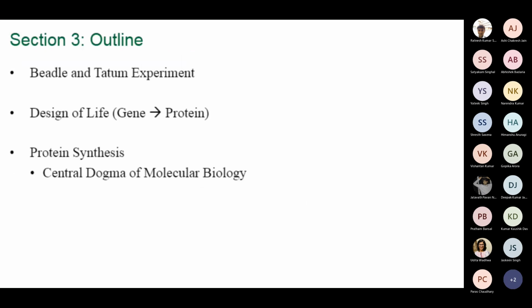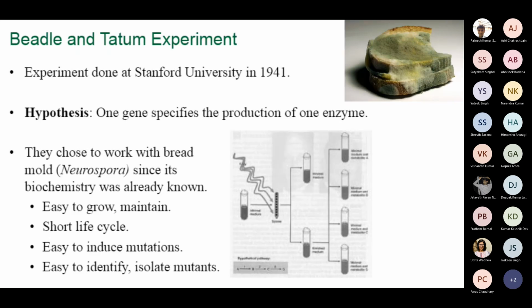So what do genes do? Genes basically make proteins, and this was shown by a very interesting, very easy experiment in the early 1940s at Stanford, where researchers were working on bread mold. If you keep bread for a very long time in your fridge, you would see mold growing on the bread. It's basically a fungus.